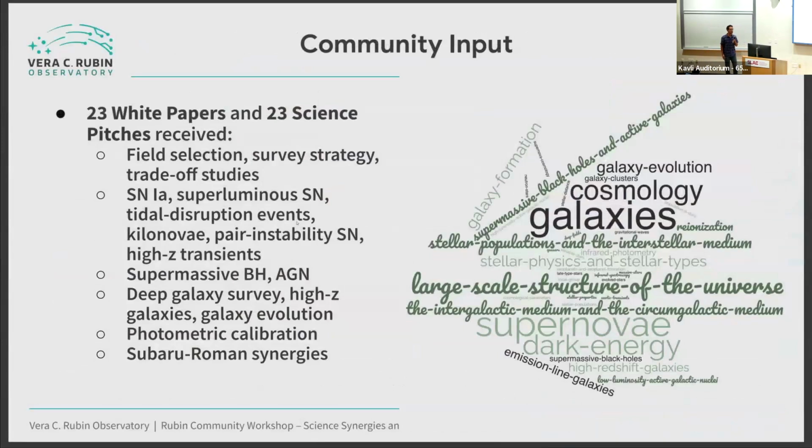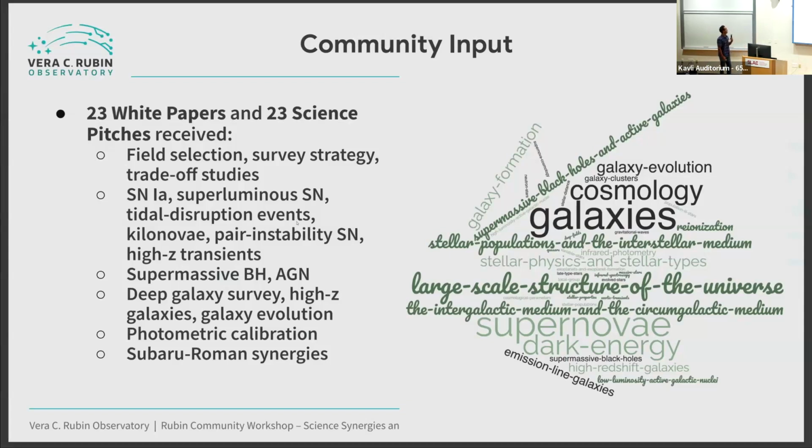We received 23 white papers and also 23 science pitches from the call, from a wide variety of science cases. Obviously, there were many white papers on non-1A supernovae, superluminous supernovae, kilonovae, pair instability supernovae, and other high Z transients, and the various strategies that will give us interesting science from those kinds of objects.